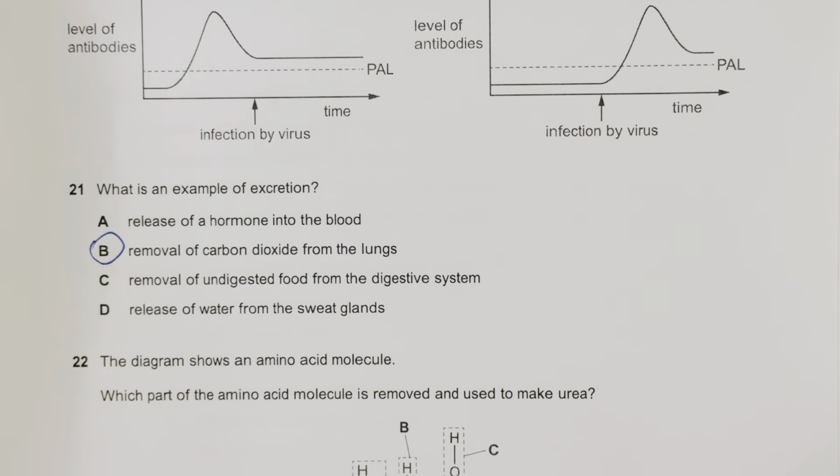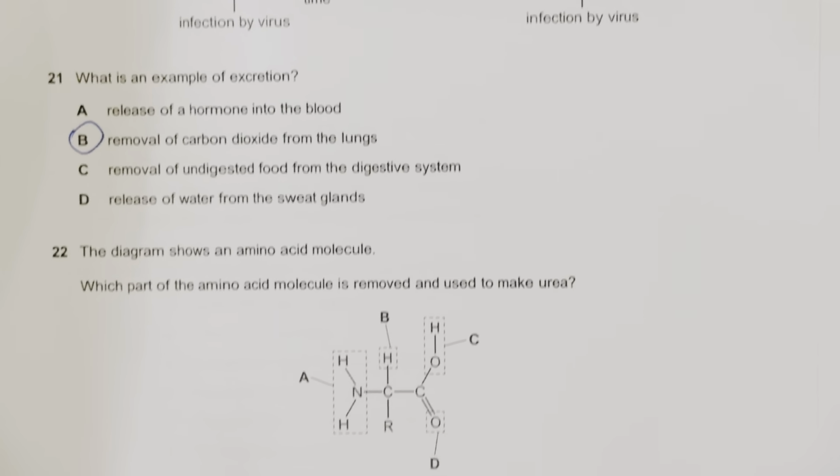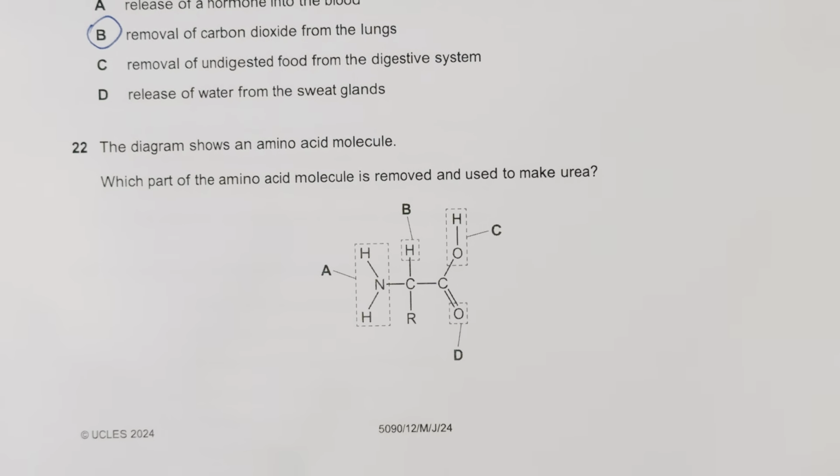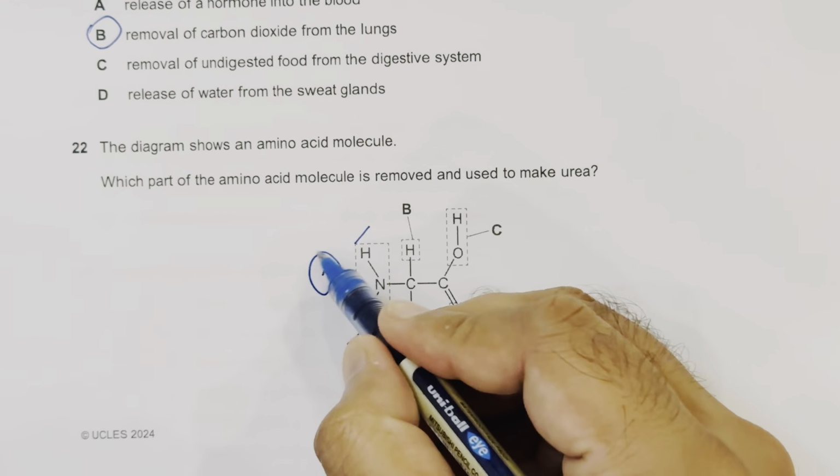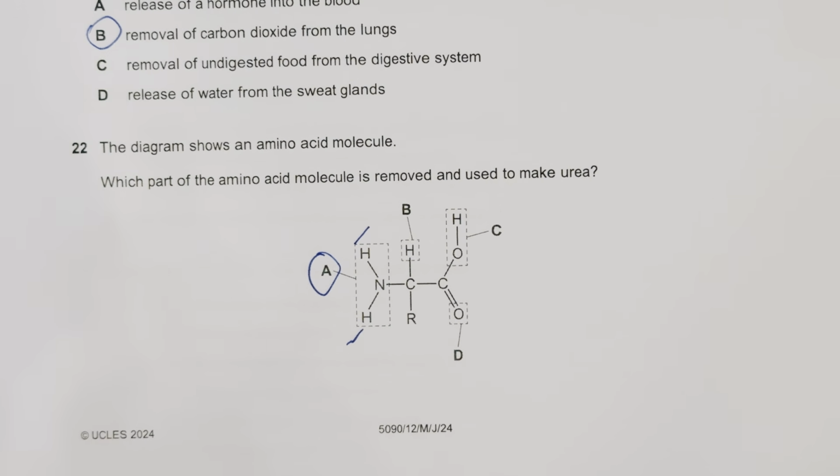Moving to question number 3. The diagram shows an amino acid molecule. Which part of the amino acid is removed and used to make urea? So we know that it is NH2. So option number A is carrying the answer here.